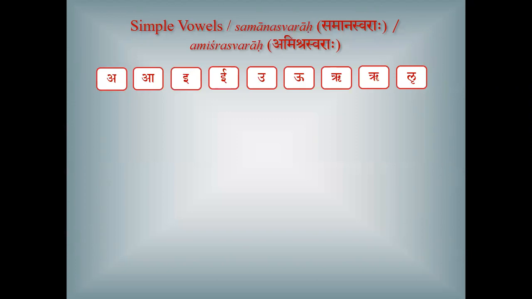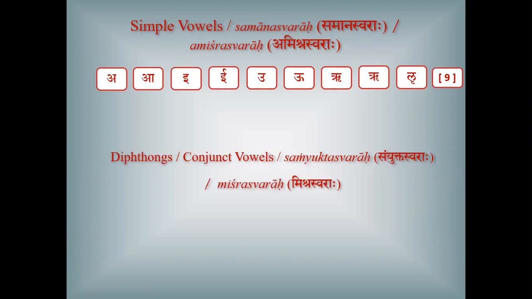They are simple vowels. Then the conjunct vowels, you'll see. Conjunct vowels, otherwise called diphthongs. In Sanskritam, it is called Sanyukta Swaraha, otherwise called Mishra Swaraha. I have written in transliteration also, so you can take the support of transliteration when you want to read. Simple vowels are called Amishra Swaraha, whereas conjunct vowels are called Mishra Swaraha.